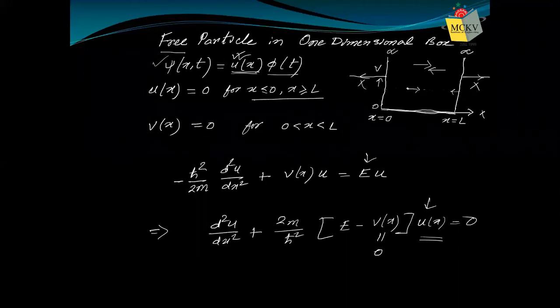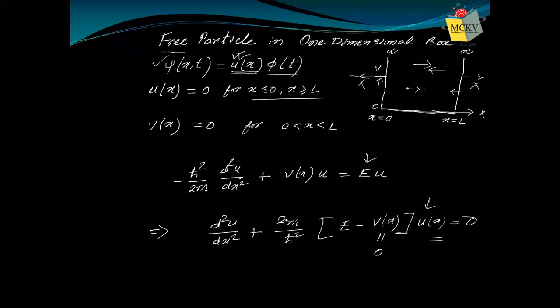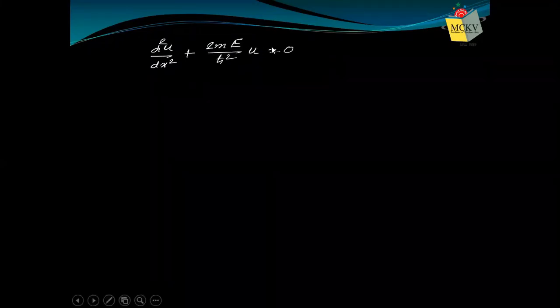So what would be our equation now? Let me write it. d2u/dx2 plus 2m, and what do you observe? V is 0. So what is left? 2mE by h cut squared u equals 0. This is our second order differential equation.